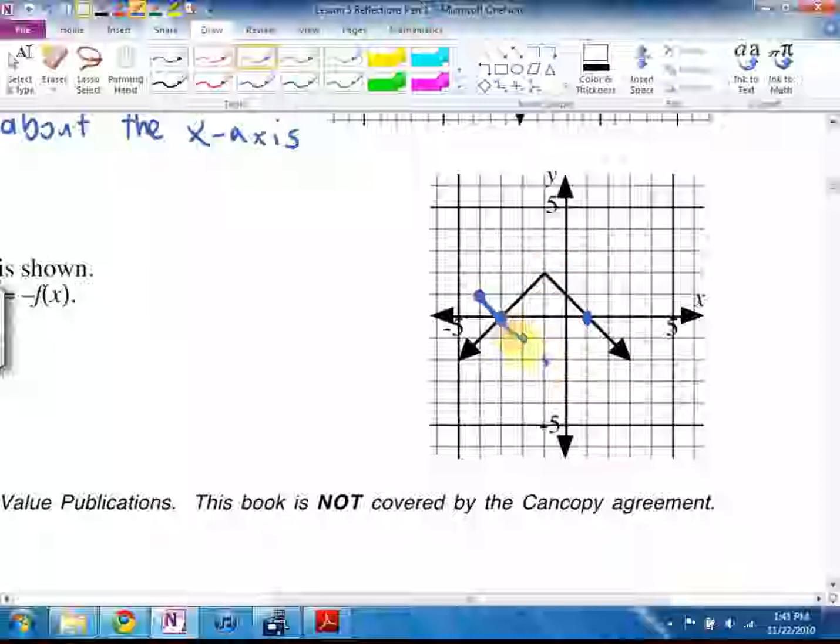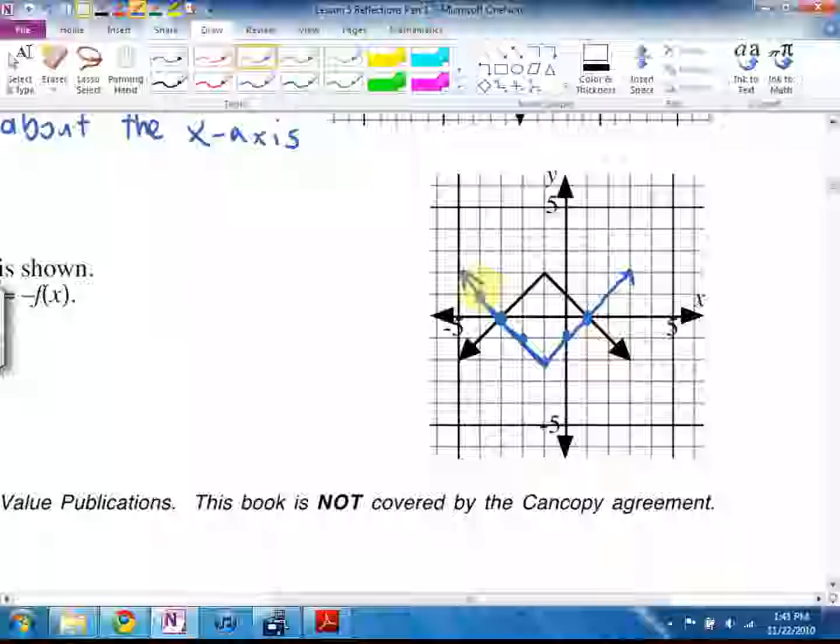Steph, how high is this point right here? The y-intercept. 1. It's going to become negative 1. And it's going to go through that. You know what? I've spotted the pattern, haven't I? I think that blue graph is the image of the original reflected about the x-axis. You've spun it around the x-axis.